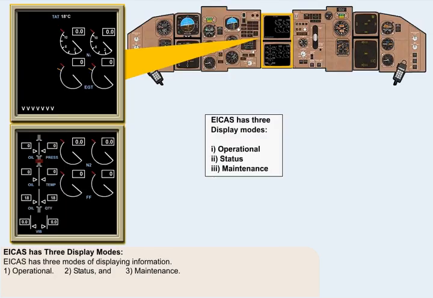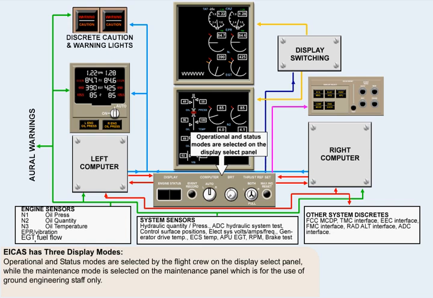ICAS is designed to categorize displays and alerts according to function and usage, and for this purpose there are three modes of displaying information: 1. Operational, 2. Status, and 3. Maintenance. Operational and status modes are selected by the flight crew on the Display Select panel, while the maintenance mode is selected on the maintenance panel, which is for the use of ground engineering staff only.